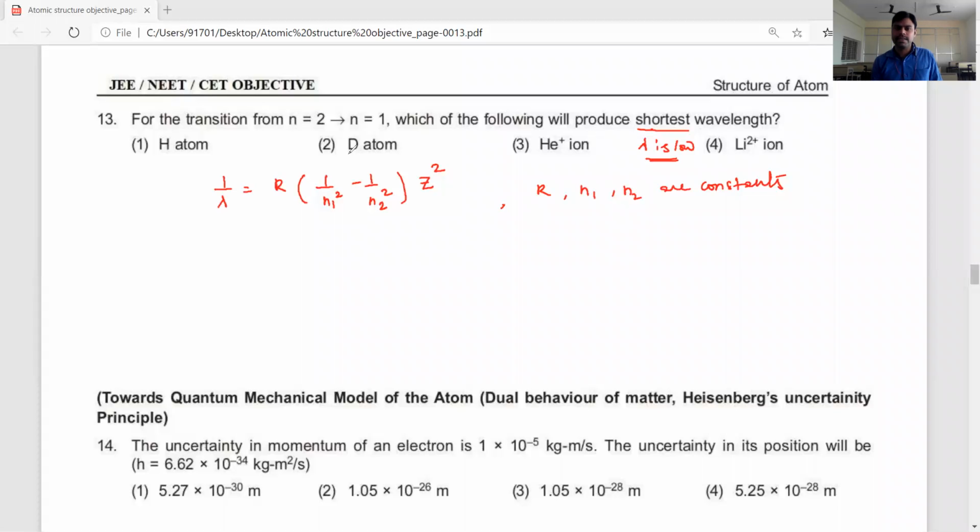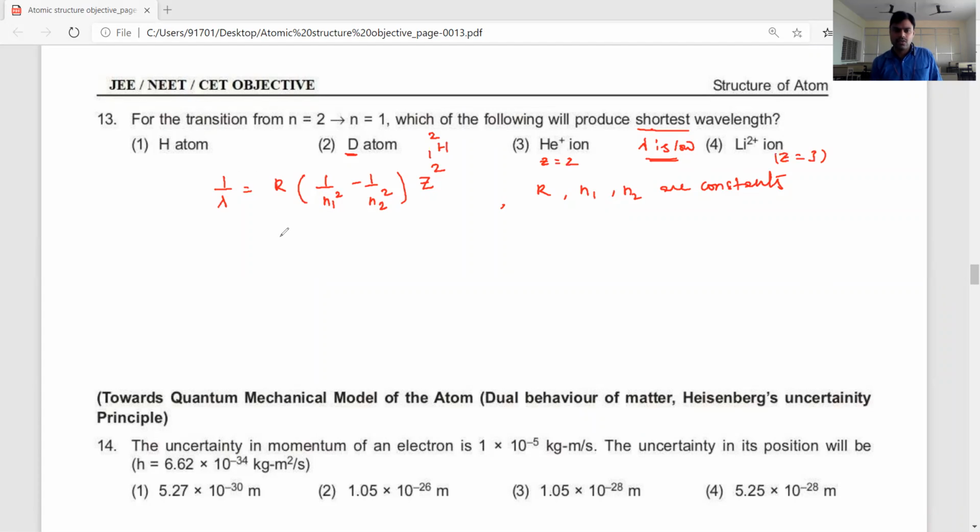See deuterium D. What is D? D is nothing but a hydrogen isotope. H12. Atomic number is 1, mass is 2. Hydrogen atom means H11. Helium Z is equal to 2. Lithium Z is equal to 3. Lithium ion Z is equal to 3.